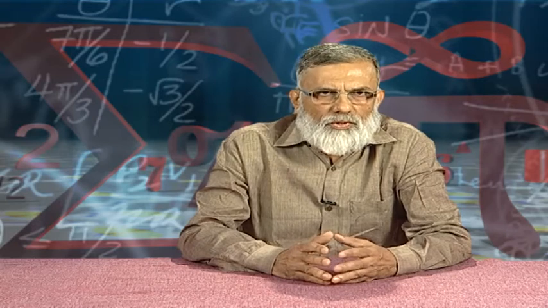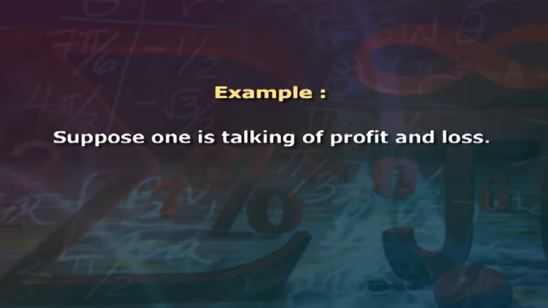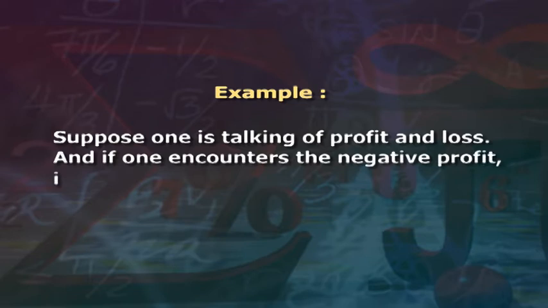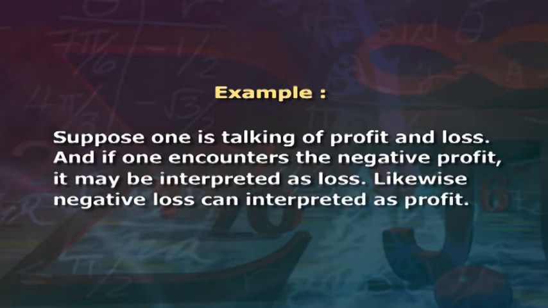We also have negative integers, one negative integer for each positive integer. In other words, there are as many negative integers as are the positive integers. There are many uses of negative integers. One can easily see through examples the natural occurrence of negative numbers and also their use. Examples: suppose one is talking of profit and loss and if one encounters the negative profit, it may be interpreted as loss. Likewise, negative loss can be interpreted as profit.